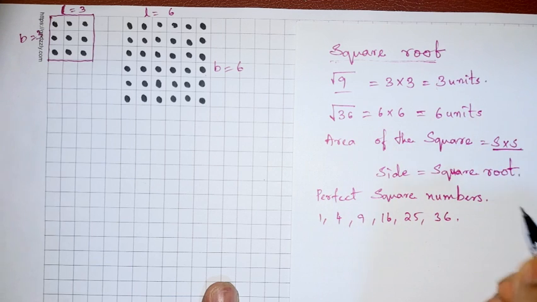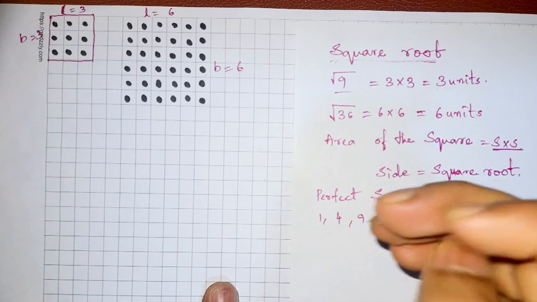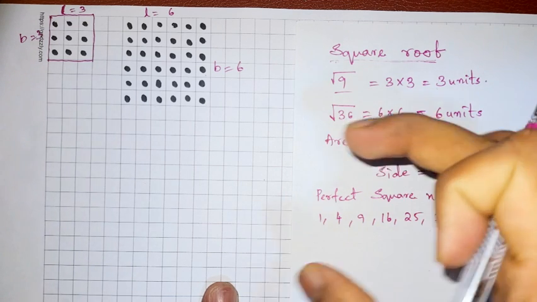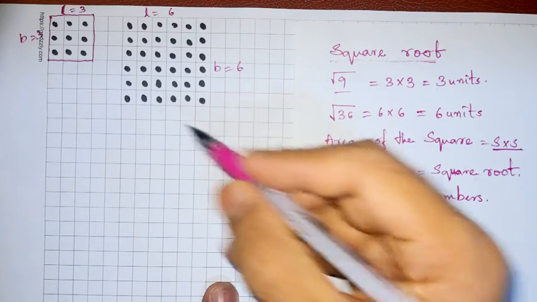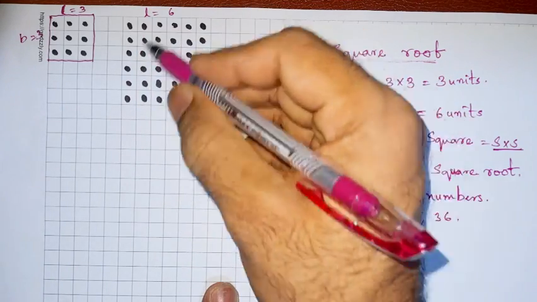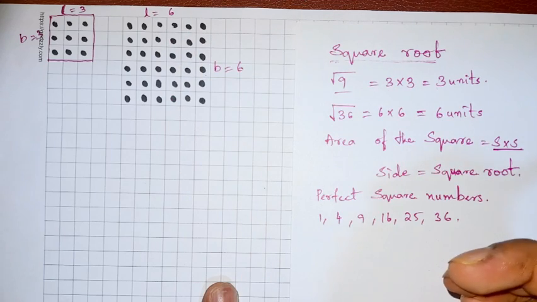So what did you understand from this? We can find the square root of any value which forms a perfect square. You can color these boxes to make a perfect square.